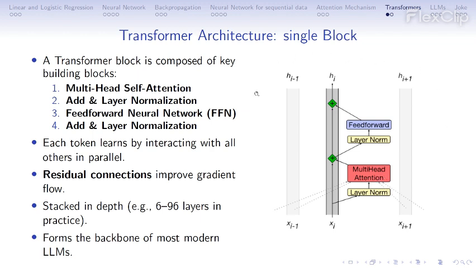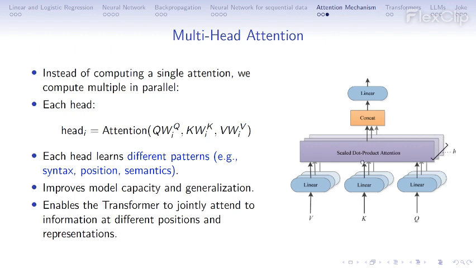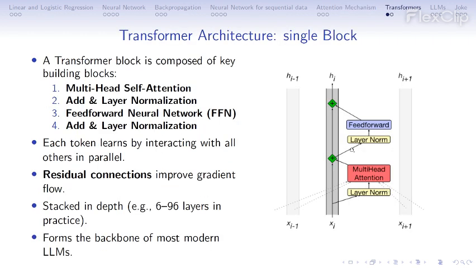What does transformer mean? A transformer block is composed of 4 key building blocks, and the first key building block is the multi-head self-attention, which is this one, which we have already seen, and this is composed of different attention heads. So the first is multi-head attention. Then add and layer normalize, so there is a layer normalization layer, and then we have a feed forward network, and we have another normalization.